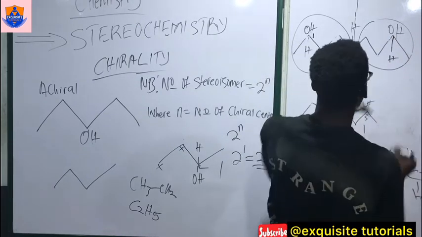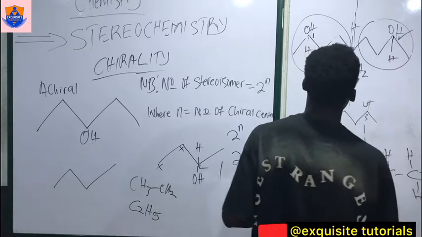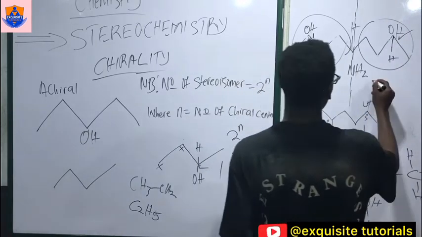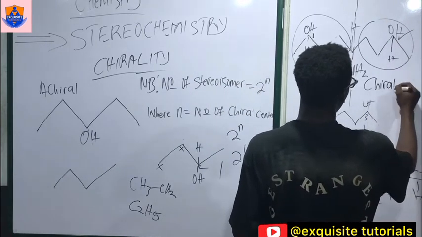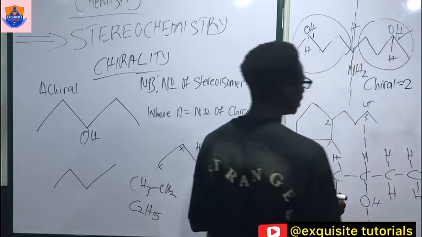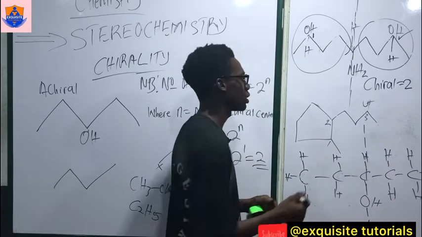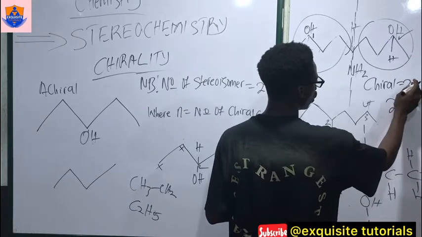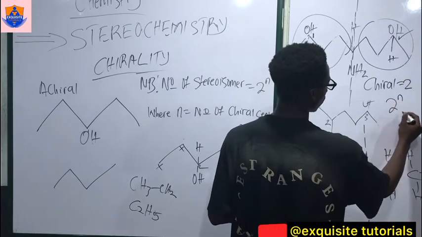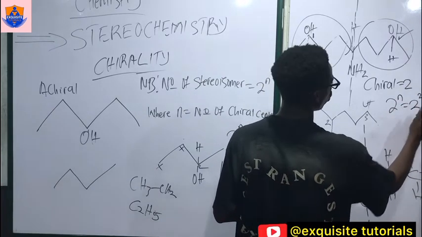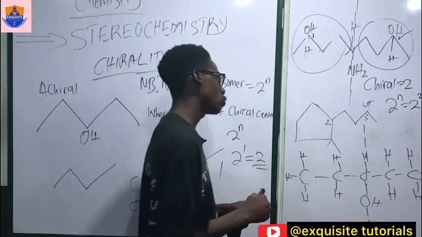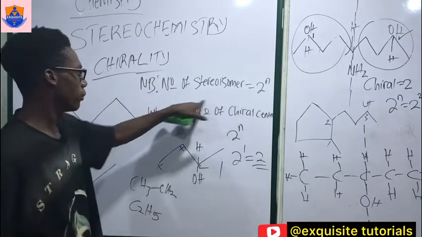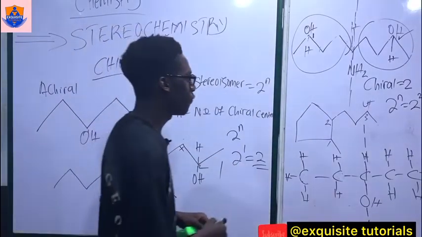So this compound is chiral. So how many chiral carbons do we have? The chiral carbon is 2. So what is the number of stereoisomers? The number of stereoisomers is always 2 raised to the power n, where n is the number of chiral carbons. So we have 2 raised to the power 2. So 2 raised to the power 2, we have our stereoisomers to be 4.